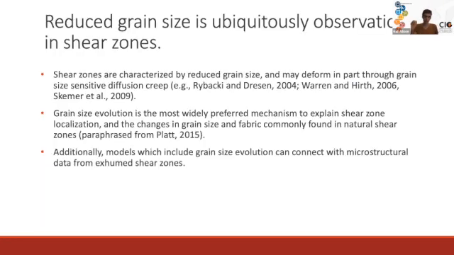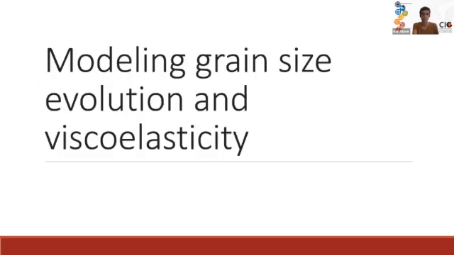And in this talk, I'm specifically focusing on the effect of grain size reduction and grain size sensitive rheology in a shear zone, and how this change in rheology affects the seismogenic zone. So shear zones are characterized by reduced grain size, and they may deform in part through grain size sensitive diffusion creep. Grain size evolution is the most widely preferred mechanism to explain shear zone localization and the changes in grain size and fabric commonly found in natural shear zones. And additionally, models that include grain size evolution can connect directly with microstructural data from exhumed shear zones.